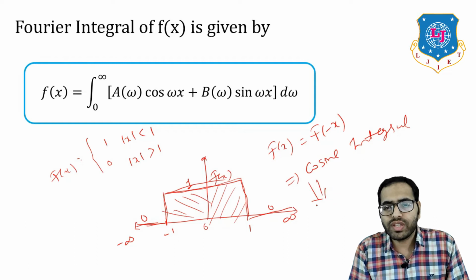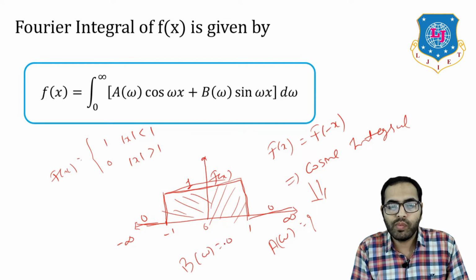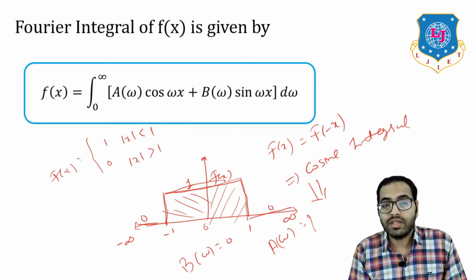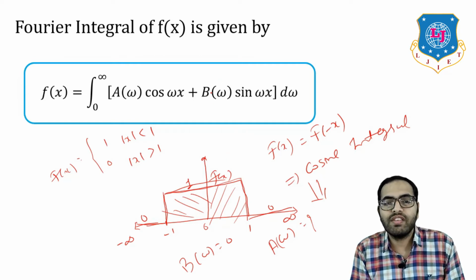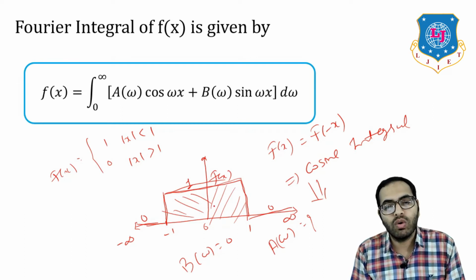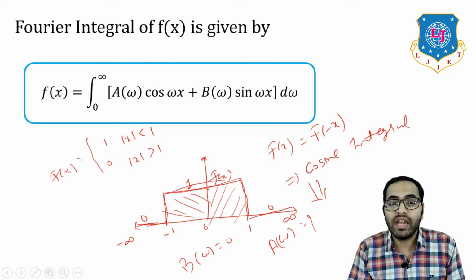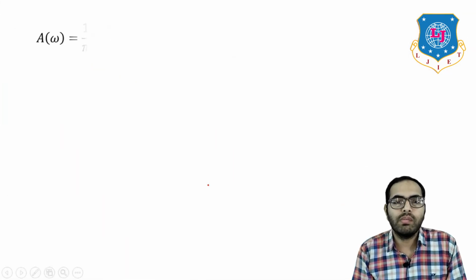If we use the cosine integral, then we just find a of omega and substitute b of omega directly as 0. If you don't know whether the given integral is a cosine integral or sine integral, then find the values of a of omega and b of omega both, and you will get b of omega which is 0 in this example. If you can easily identify this as an even function, then it is a cosine integral, and we substitute b of omega equal to 0 directly. Let's see firstly finding a of omega, then afterwards b of omega.